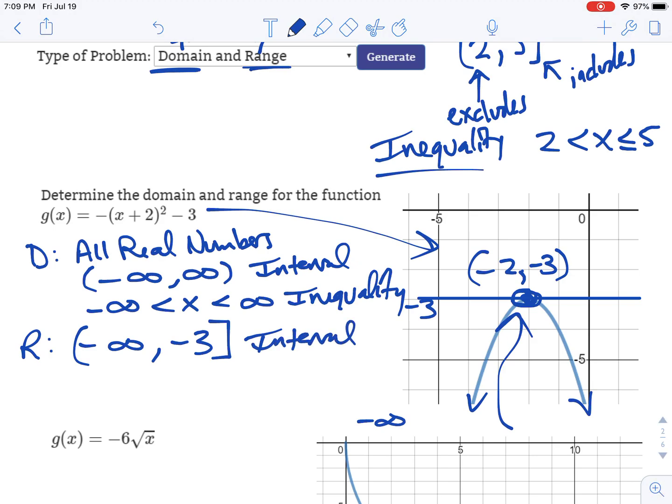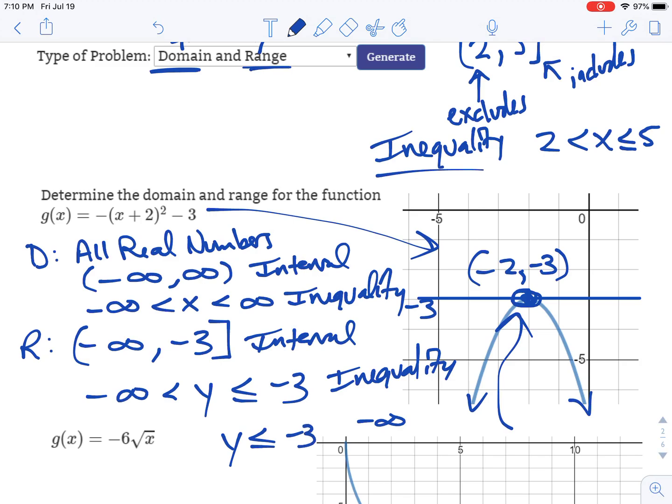And then for inequality notation, same idea. Negative infinity, we don't want parentheses there, is less than y, which is less than or equal to -3. That would be inequality. You could just write this as y is less than or equal to -3. That is the same thing. These two things are the same thing. Either way, whatever makes more sense to you.